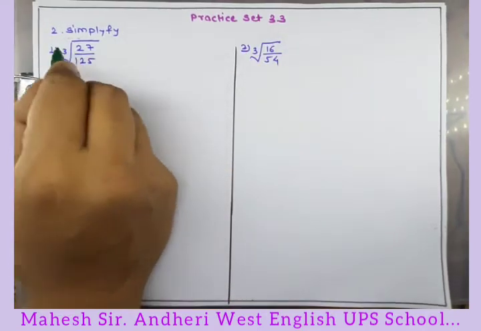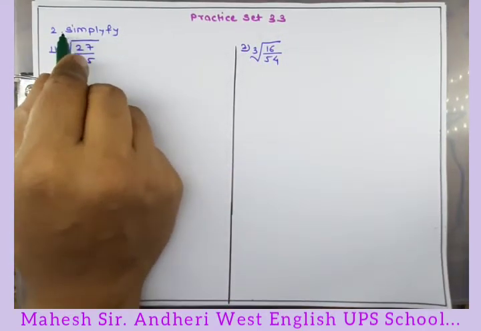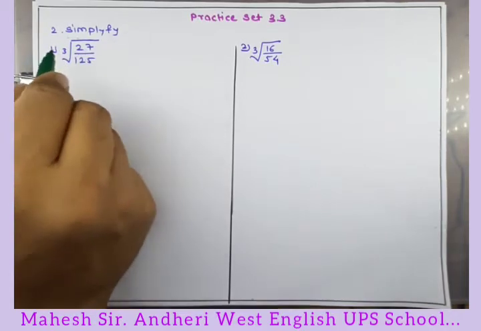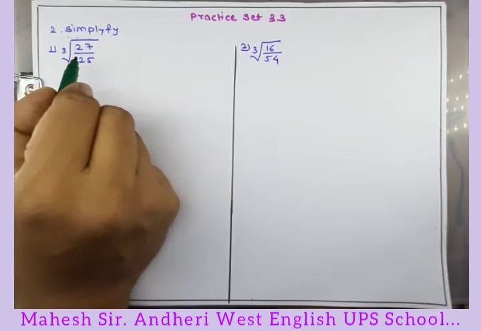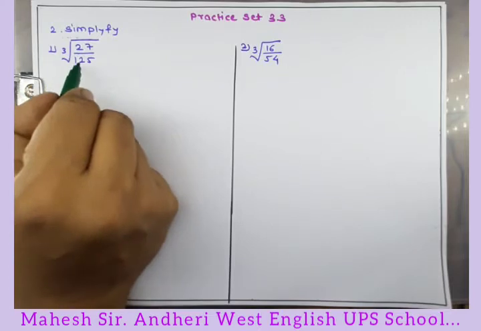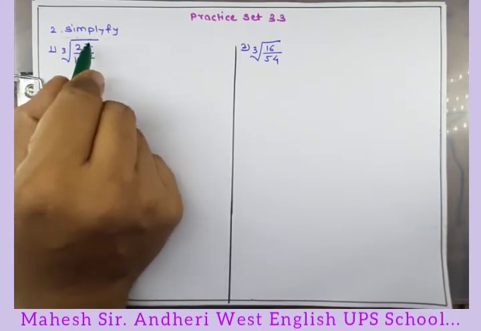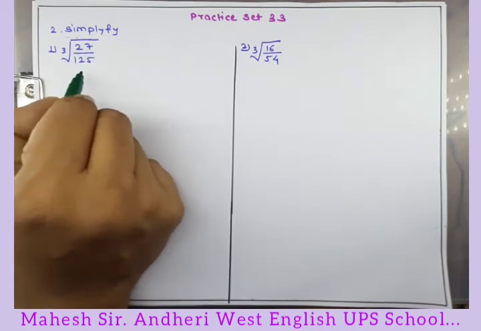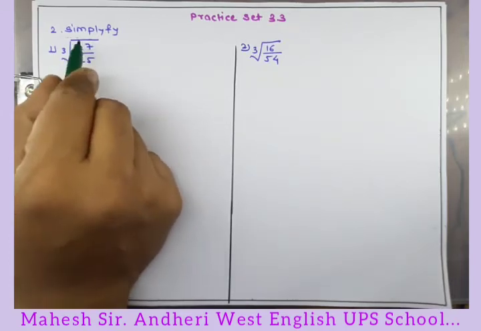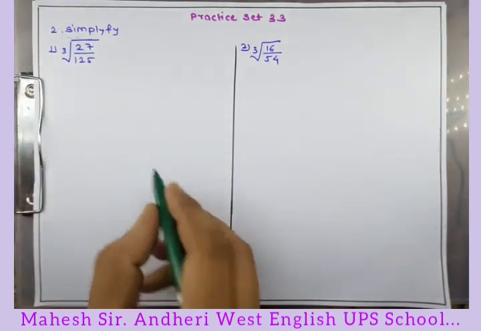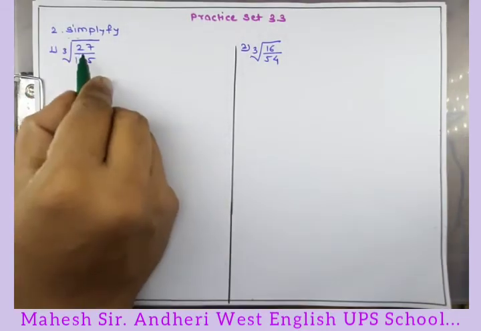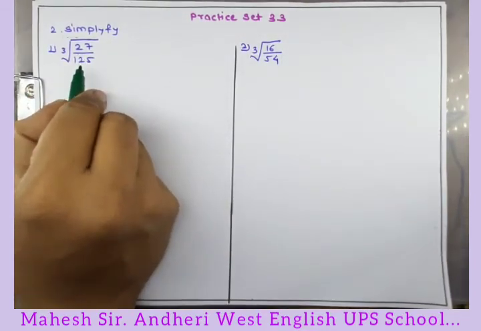Right. So here in the second question we have written "simplify." And in the first question, it is written as cube root of 27 upon 125. So we have to find out the cube root of 27 and the cube root of 125. For that, we will find out the factors of 27 and the factors of 125.